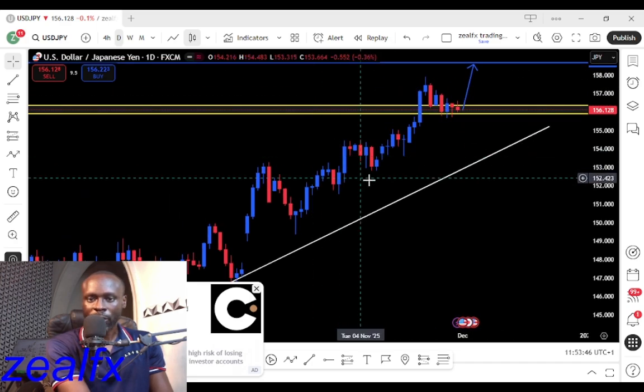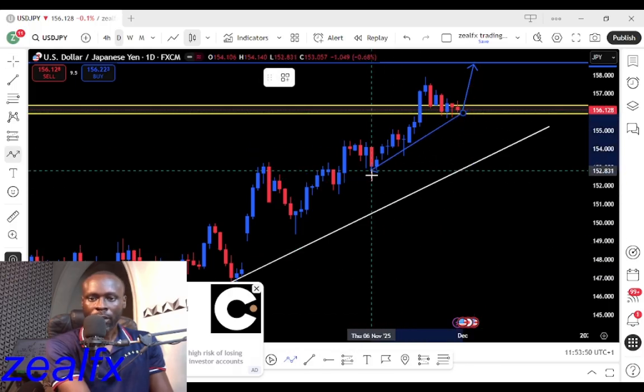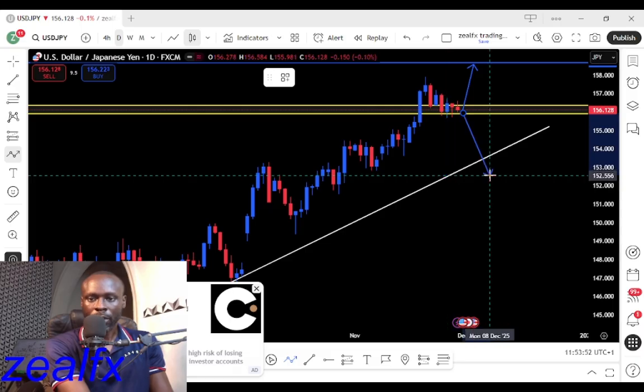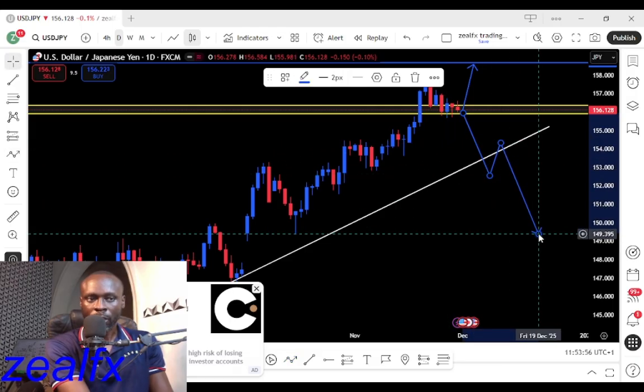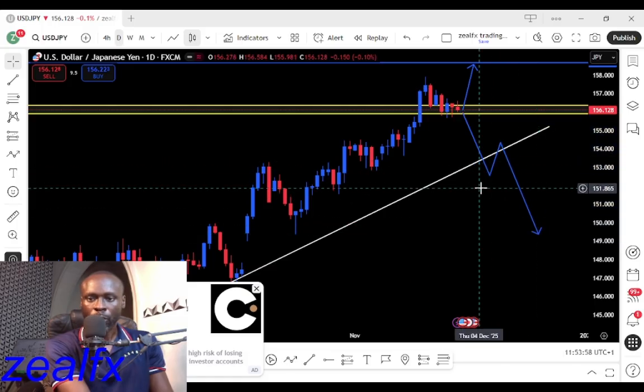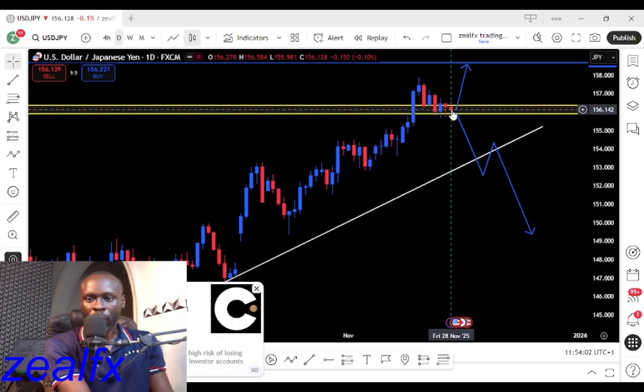Then for the sell scenario for the USDJPY, we need price to come below this higher low. Then we expect a retest. Then we'll start looking for selling opportunity for the USDJPY. So our major scenario will be buying opportunity. We'll be looking for buying opportunity, so look out for more buy on the USDJPY this week.